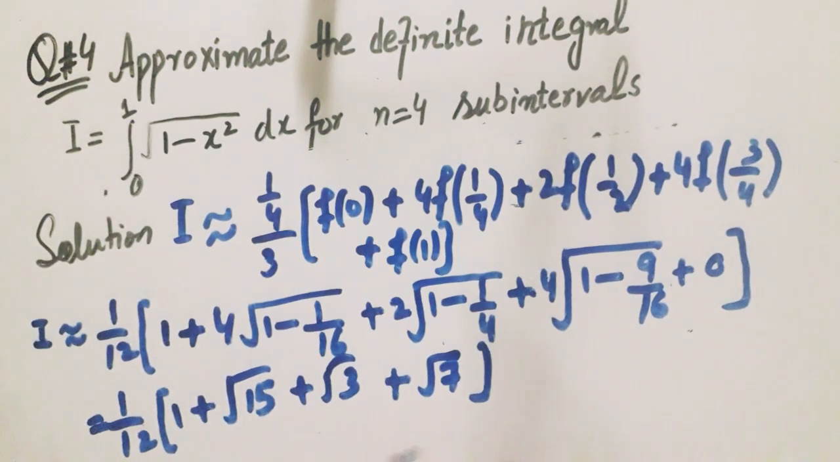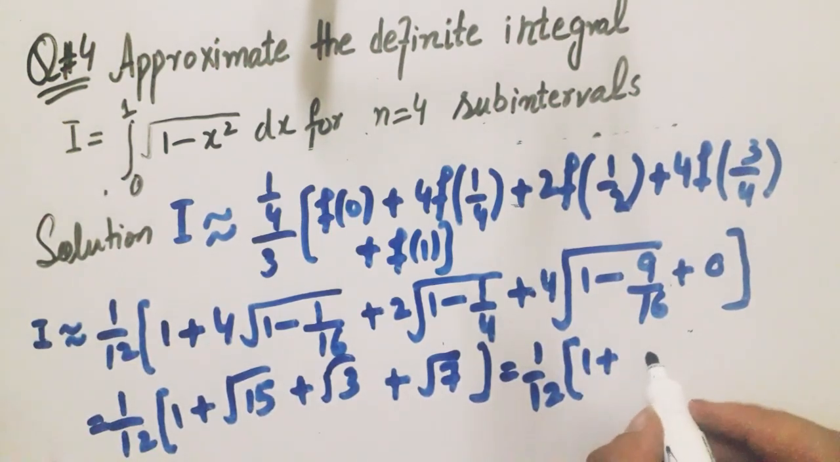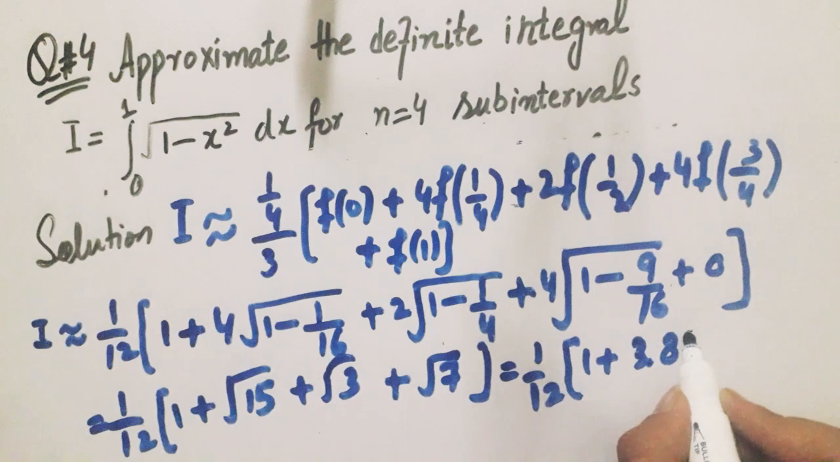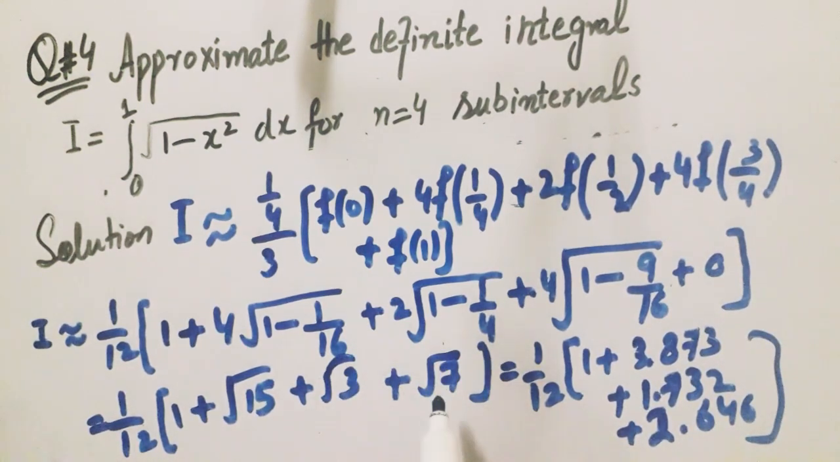Now by taking the values in points, 1 plus square root 15 is equal to 3.873. Square root 3 is 1.732, and square root 7 is 2.646. Now after solving this, we will get the answer with the help of calculator, 0.7709. So this is the approximate value.